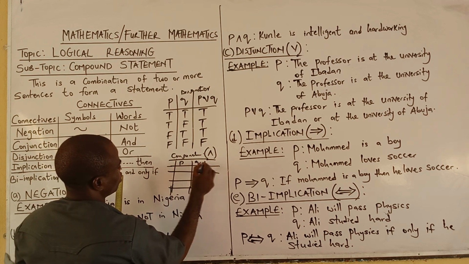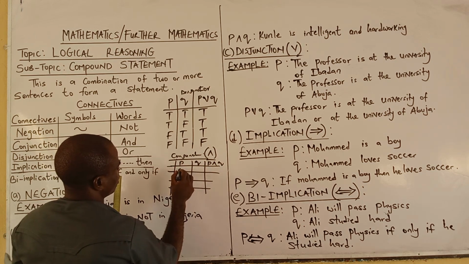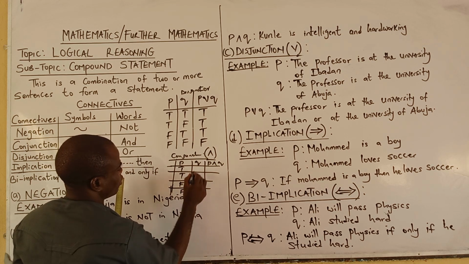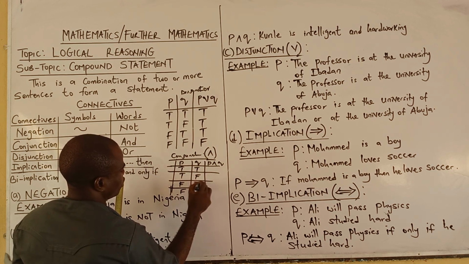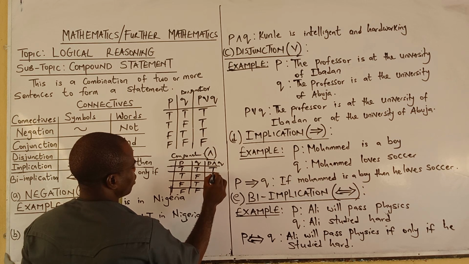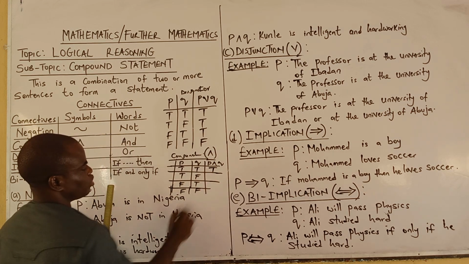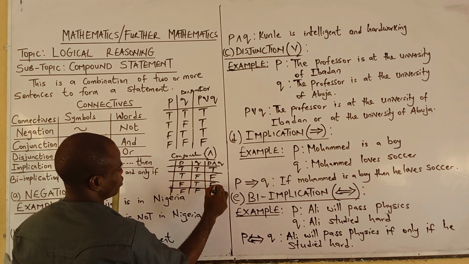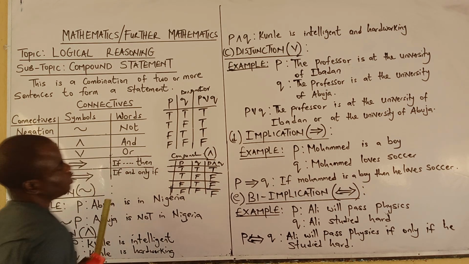That's P, Q, P. You can see it. T, T, F, F. T, F, T, F. Have you seen it? True, only true. Under conjunction, only true is true. Other ones are false. You can see it.